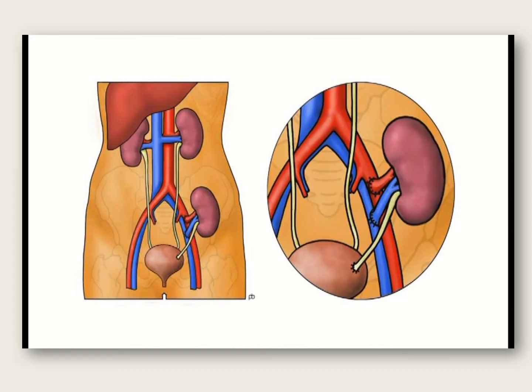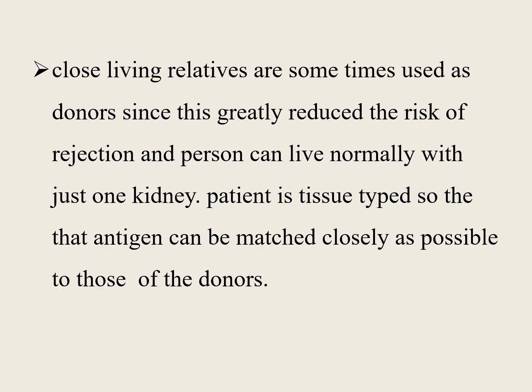Here, 2 kidneys are present in the body of the patient but do not function properly. So, a third kidney is transplanted into the body of the patient. Close living relatives are sometimes used as donors, since this greatly reduces the risk of rejection, and a person can live normally with just one kidney. The patient is tissue typed, so the antigens can be matched as closely as possible to those of the donors.